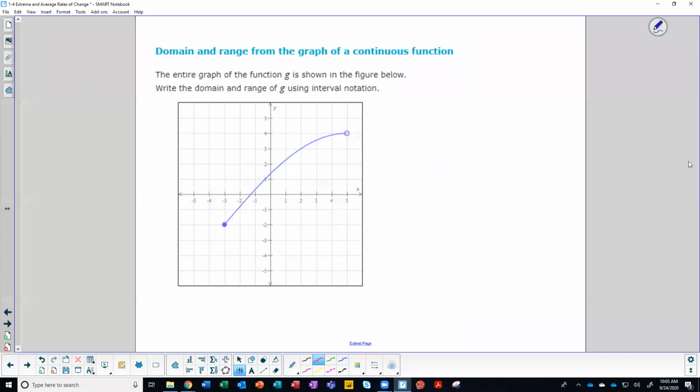All right, we're looking at ALEKS, lesson 1.2, number 4. We're finding the domain and range from the graph of a continuous function. Continuous just means it's not broken within the graph. From the start to the finish, there are no breaks. As you look at this graph, you'll see there are no breaks whatsoever in there.